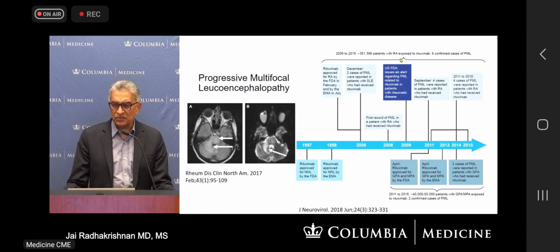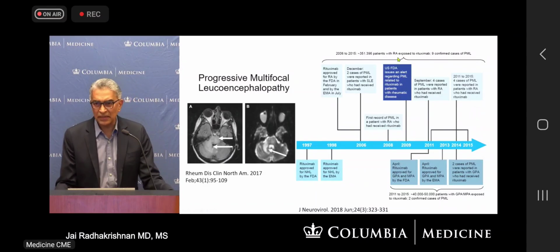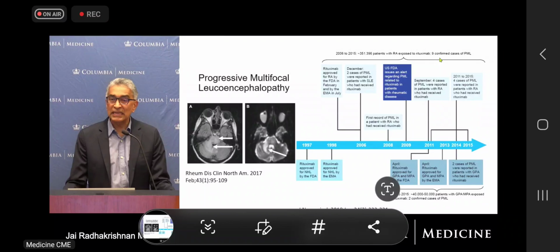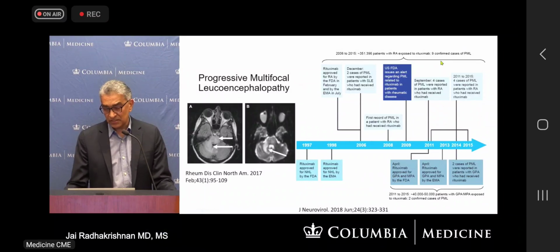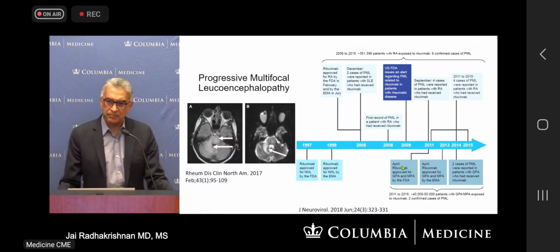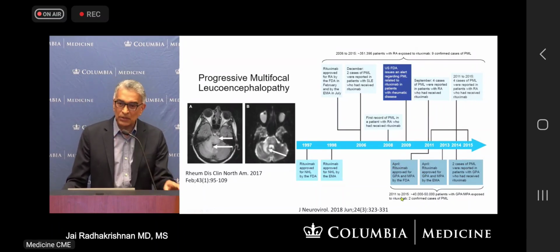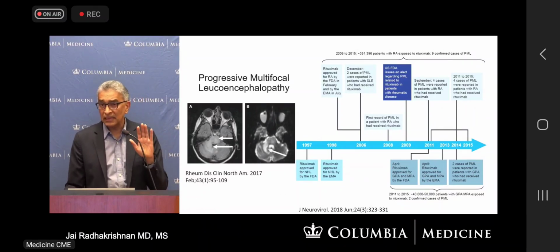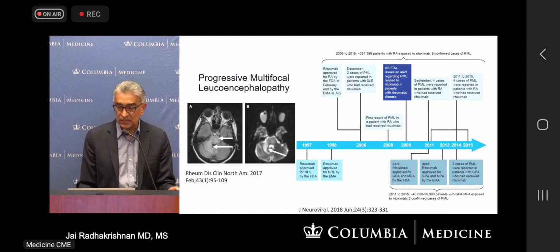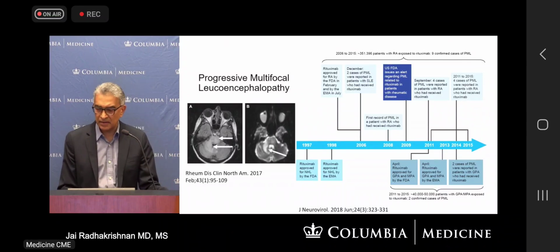So on top, this is the data on rheumatoid arthritis. Out of 350 exposed patients, only 9 experienced this complication. At the bottom is when rituximab was approved, in approximately 2010. Between 2011 and 2015, there were about 50,000 patients, and there were 2 confirmed cases. So it does exist. It is not common. Patients need to be told that this is a risk, but is extremely rare.